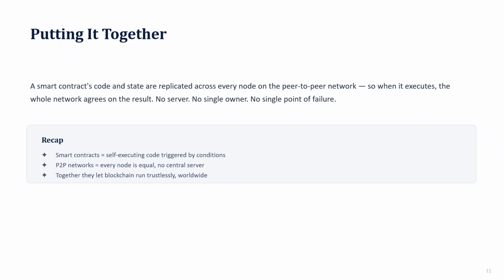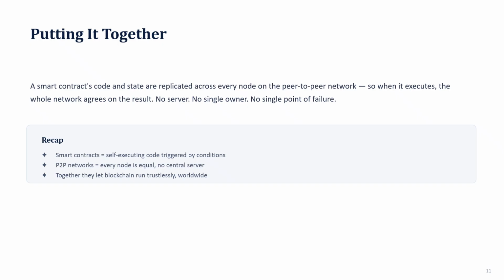So here's how these two ideas connect. A smart contract's code and its current state are replicated across every node on the peer-to-peer network. When it executes, the whole network independently agrees on the result. No server, no single owner, no single point of failure.